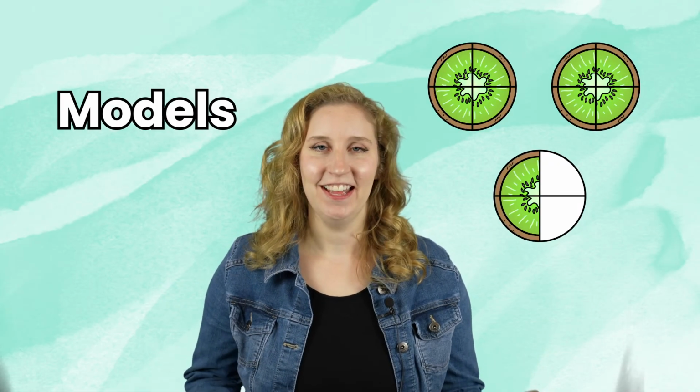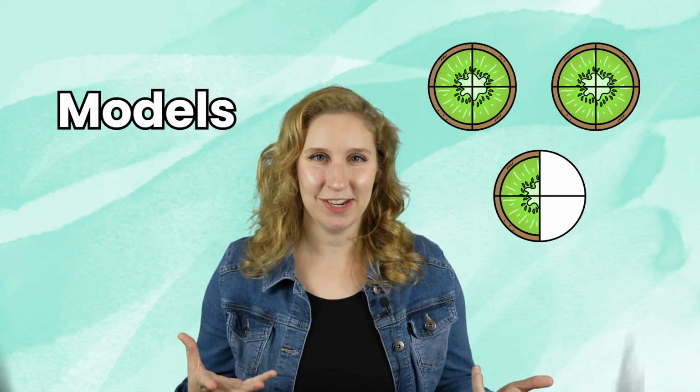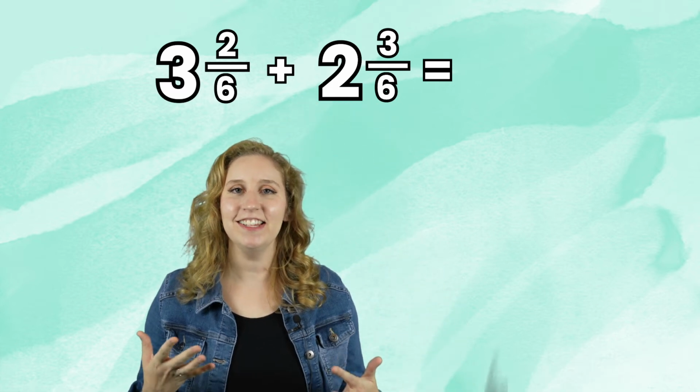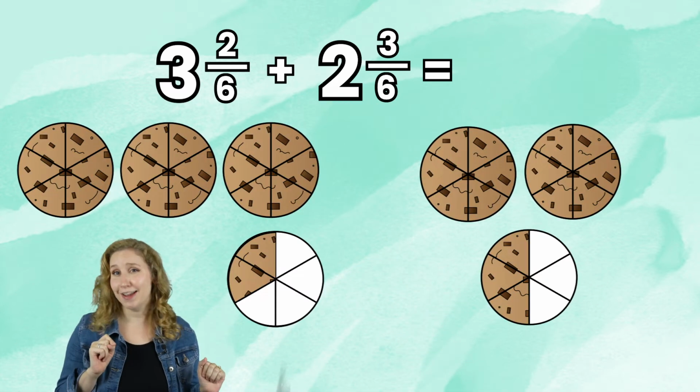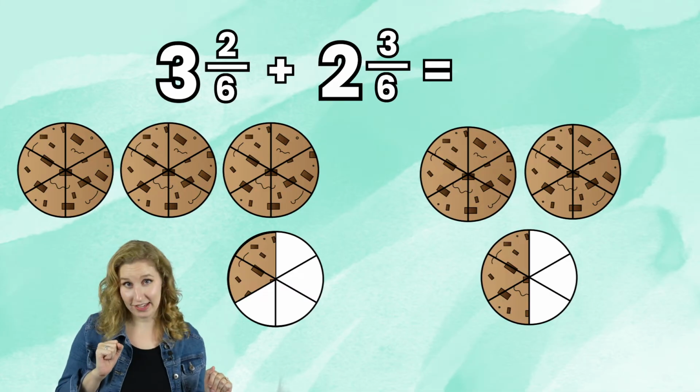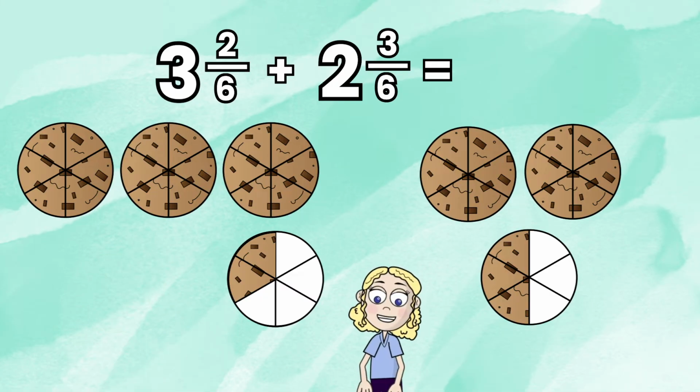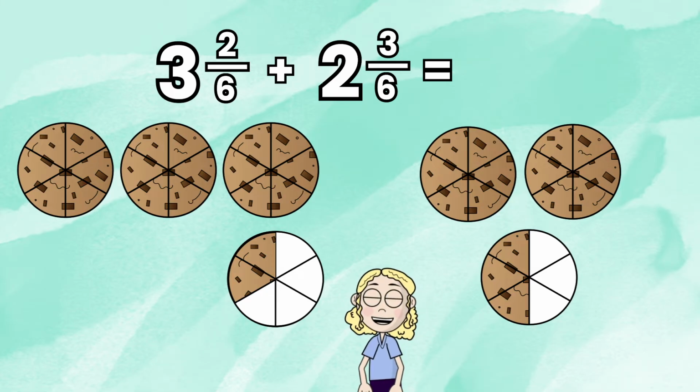You can also use models to add mixed numbers. I love models because it gives a great visual or a picture. So let's look at these models right here. I'm really feeling cookies. Let's do mixed numbers with cookies. What is going on with the cookies? How many wholes do we have and what fraction is being shown?